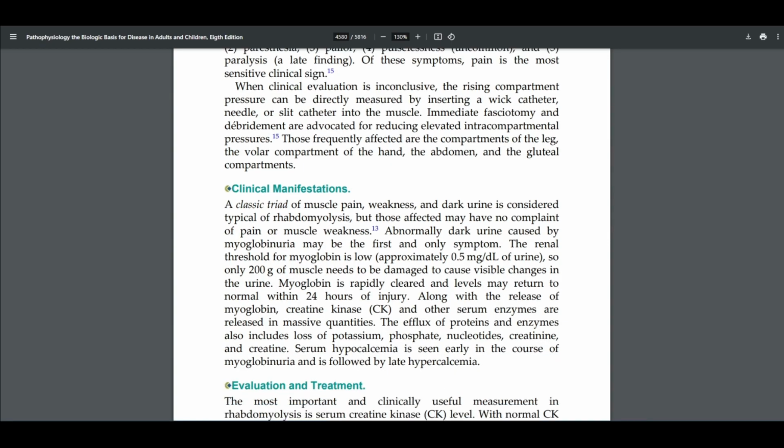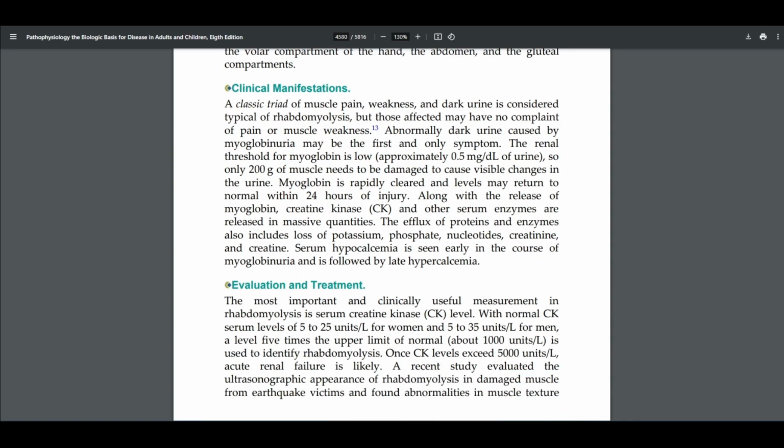When clinical evaluation is inconclusive, the rising compartment pressure can be directly measured by inserting a Wick catheter, needle, or slit catheter into the muscle. Immediate fasciotomy and debridement are advocated for reducing elevated intracompartmental pressures. Those frequently affected are the compartments of the leg, the volar compartment of the hand, the abdomen, and the gluteal compartments. So clinical manifestations. A classical triad of muscle pain, weakness, and dark urine is considered typical of rhabdomyolysis.